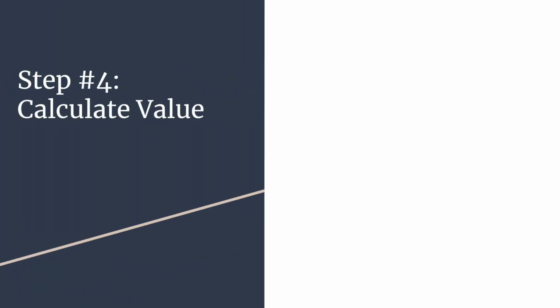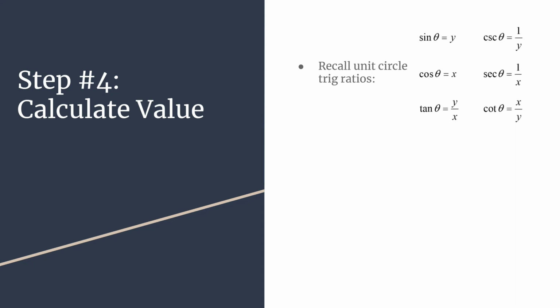So in step 4, we'll calculate the value. To do that, you need to recall your trig ratios. You should have these committed to memory. I will post a link in the video description in case you need a refresher on that. So this is your guide to tell you how to use those coordinates that you found in the previous step. And then you'll calculate the value and simplify it as needed.